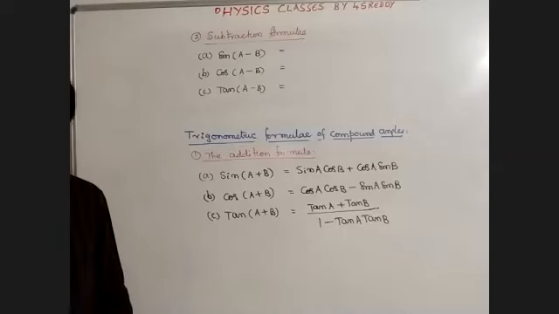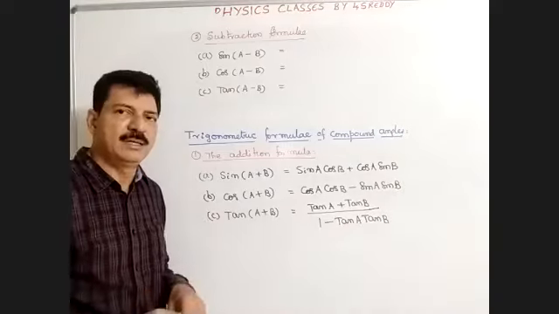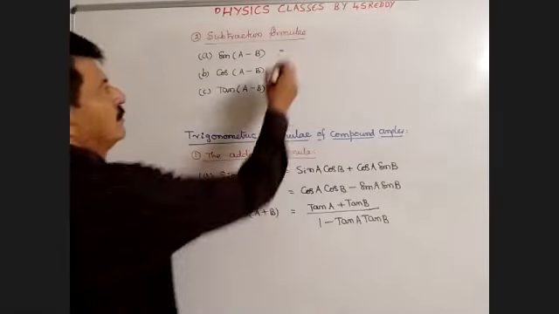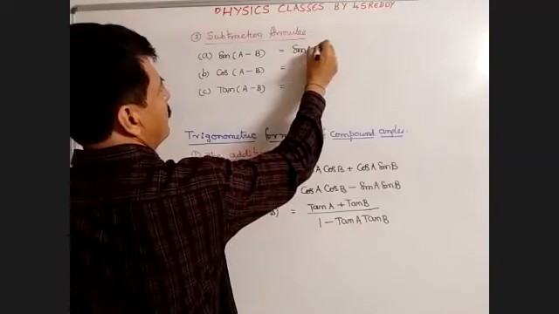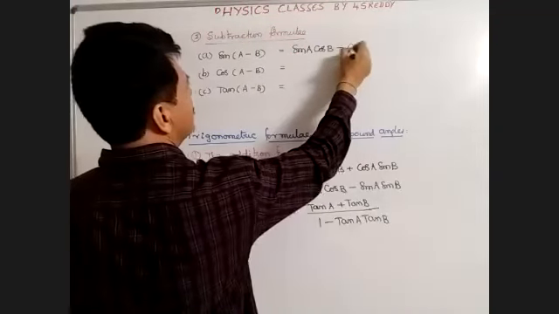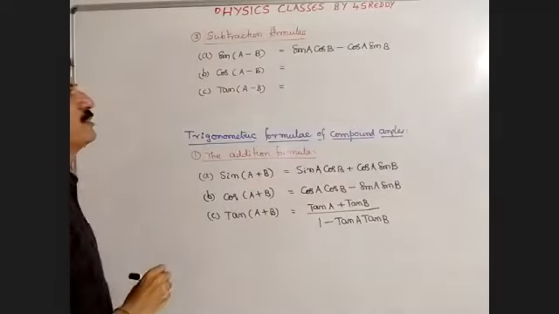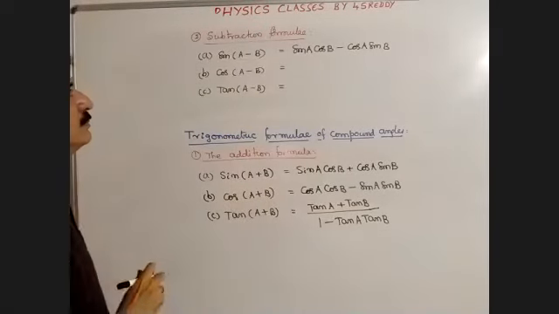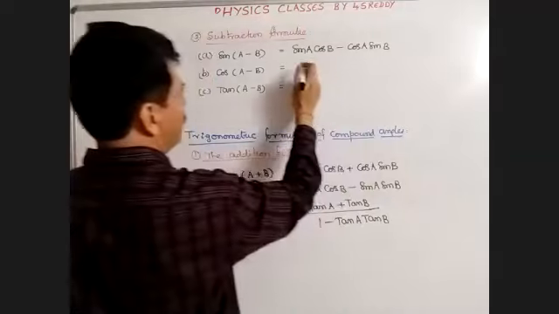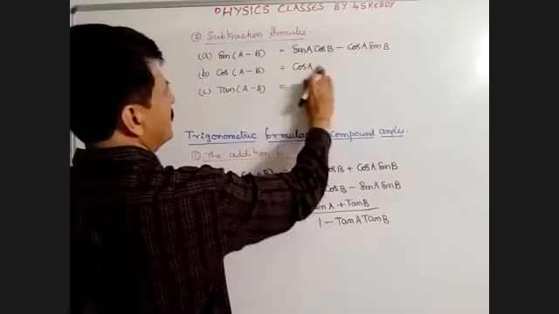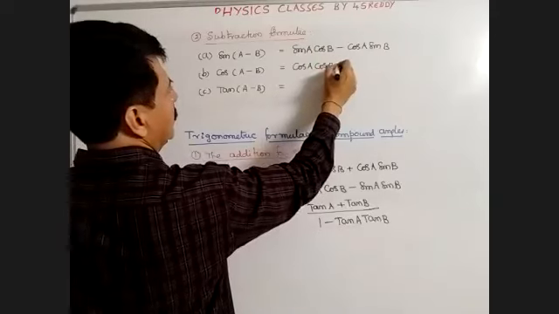Harsha, tell me. Sin A minus B is equal to sin A cos B minus cos A sin B. Very good. Cos A minus B is equal to cos A cos B plus sin A sin B. That's right.